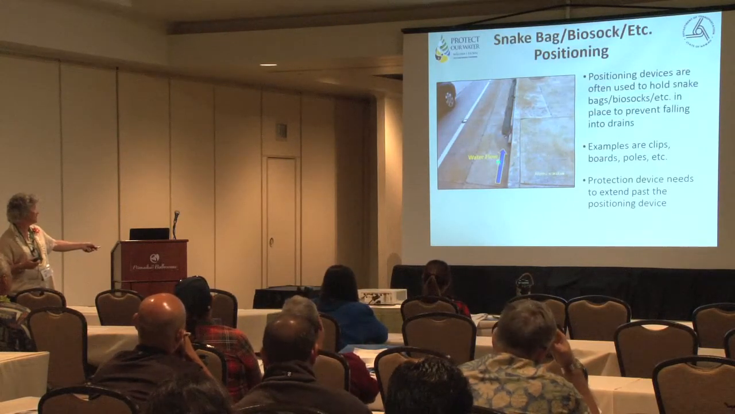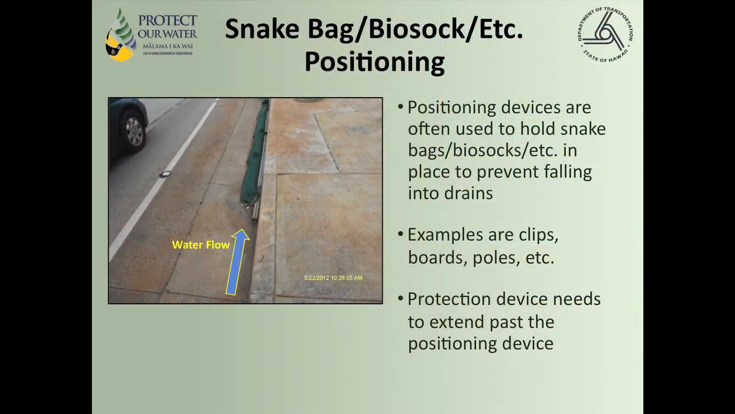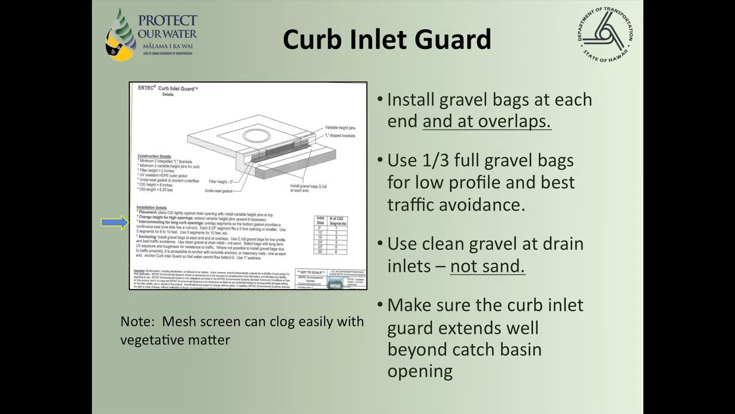Notice the water flow direction. What they used in this case was a sign upright. These things are hollow and they have holes. It's going to not do much of anything there. A lot of people are using curb inlet guards. I talked about this last year. You need to read the fine print. What's on the right is in the fine print. You have gravel bags at each end and at each overlap.